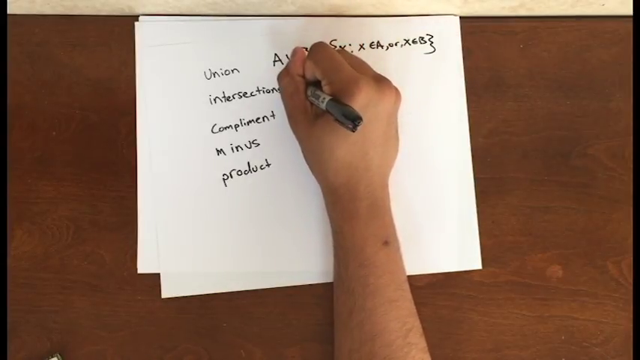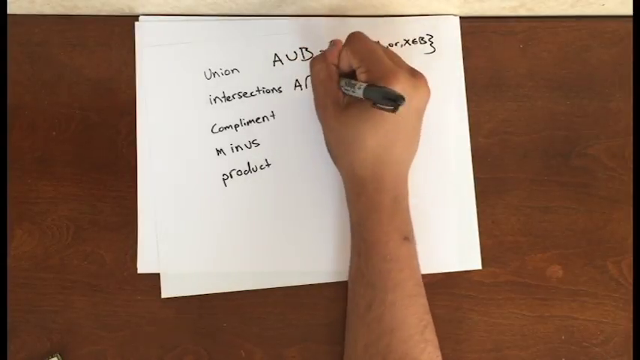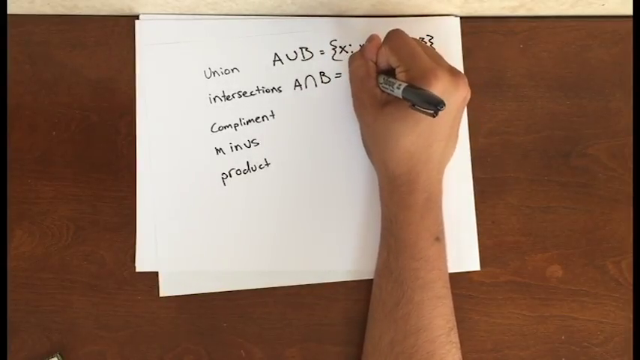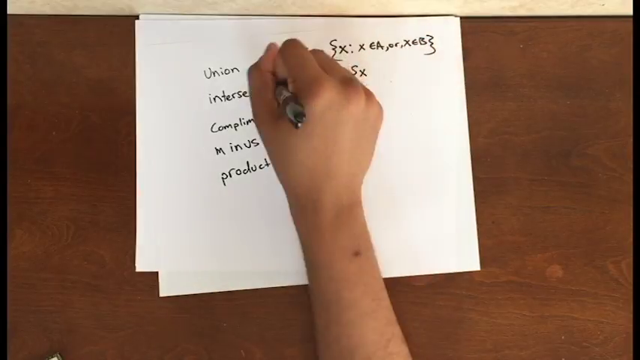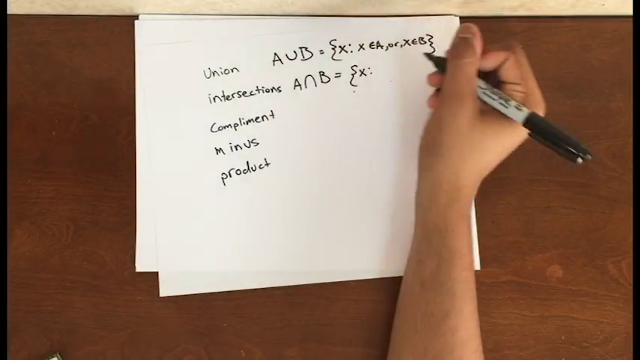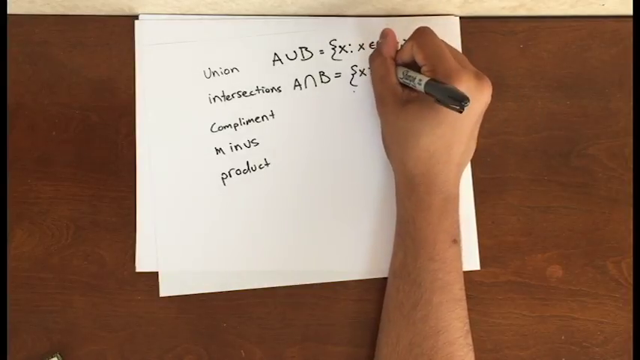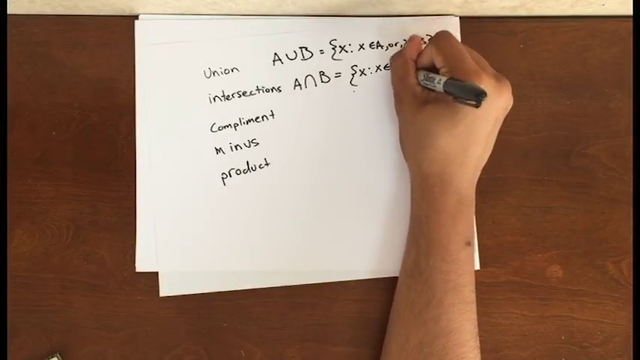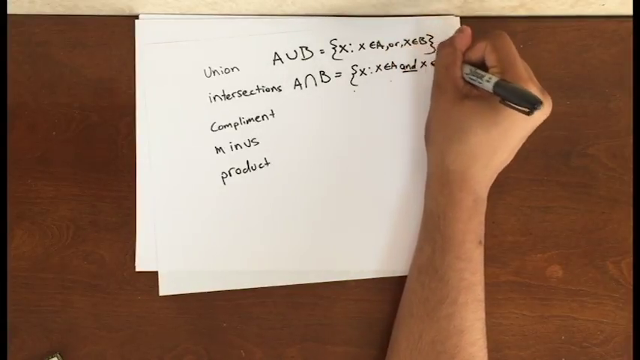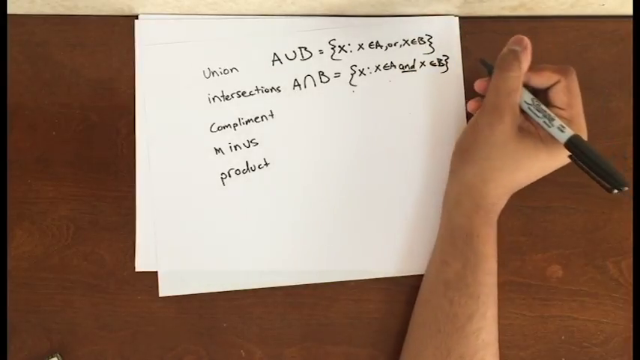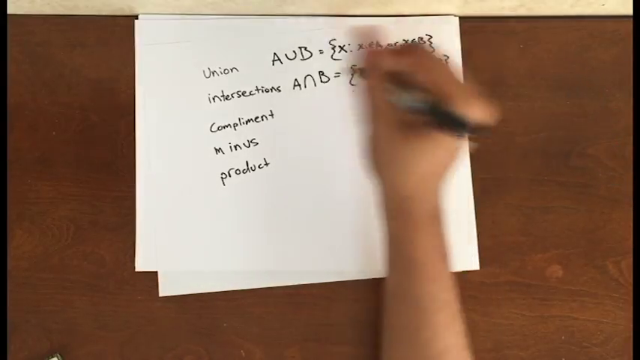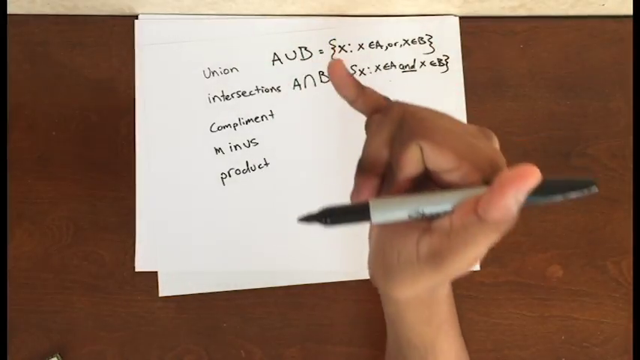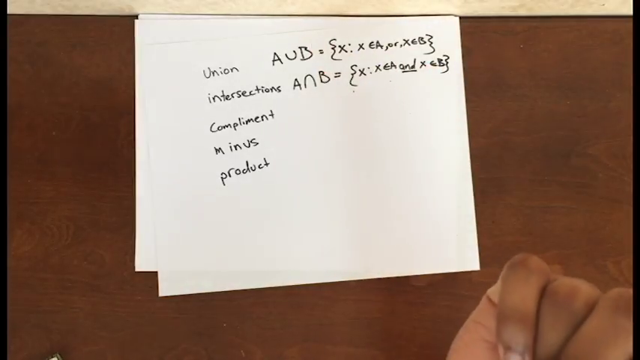Okay, so an intersection would look like this, an upside down U, A intersect B, and it's equal to a set of x such that x, which is the element we're talking about, any arbitrary element, exists in A and x exists in B. So that's saying the intersection between these two sets. What points are in both A and in B as well.